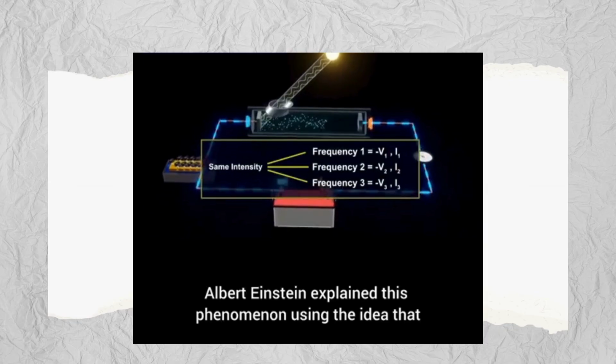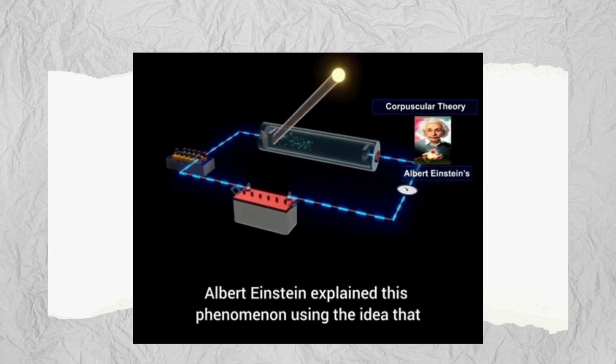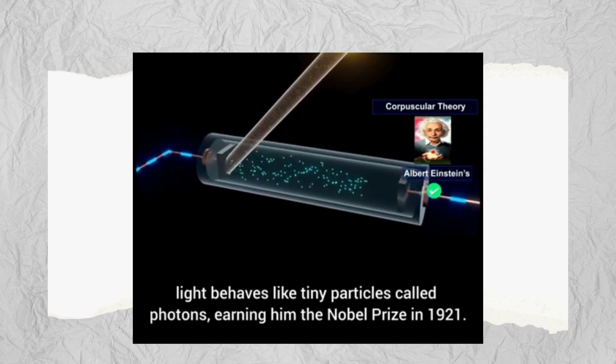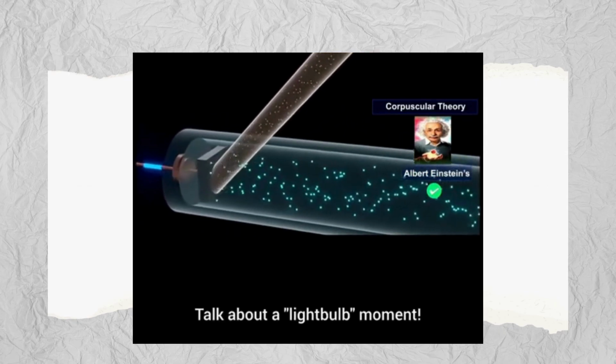Albert Einstein explained this phenomenon using the idea that light behaves like tiny particles called photons, earning him the Nobel Prize in 1921. Talk about a light bulb moment.